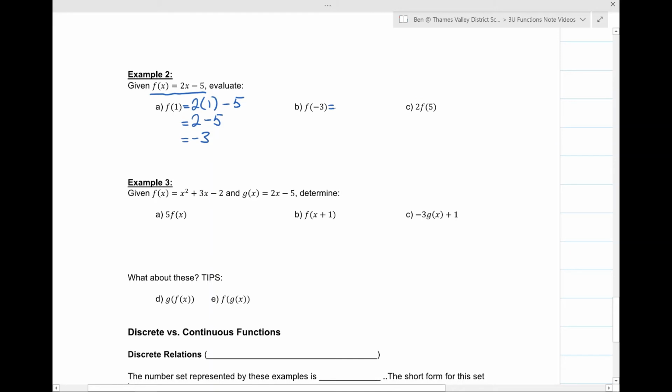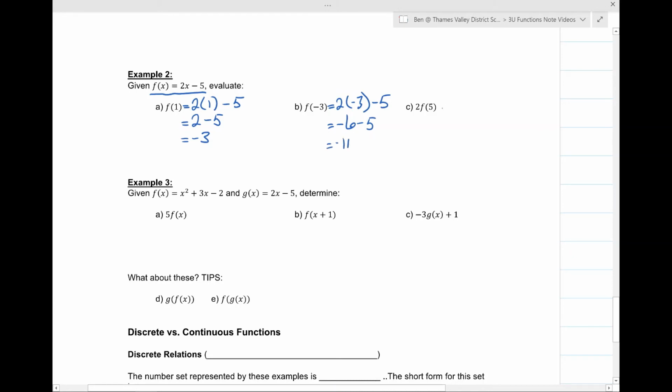We can perform the same thing here even if x is a negative number. So f at negative 3, well, that equals 2 times negative 3 minus 5. Okay, 2 times negative 3 is negative 6, minus 5. Negative 6 minus 5 equals negative 11.